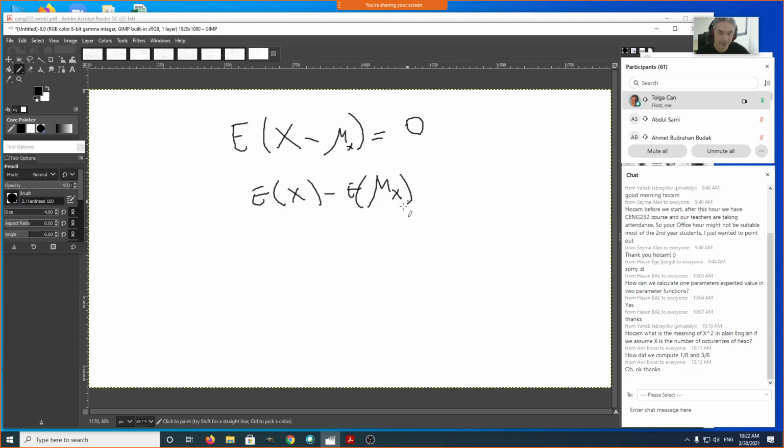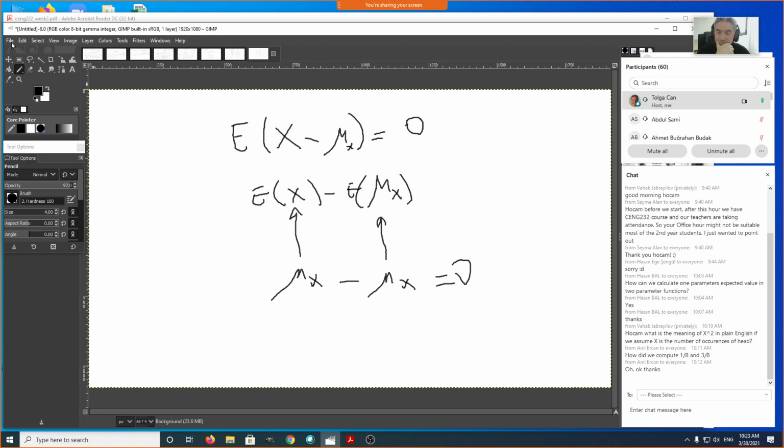Since this is constant, this is equal to mu x. What is this? The expected value of x is mu x. This is how we define it. So mu x minus mu x is always going to be 0. So this is not the way to compute the difference. And therefore, one way to compute it, why do we compute them directly?